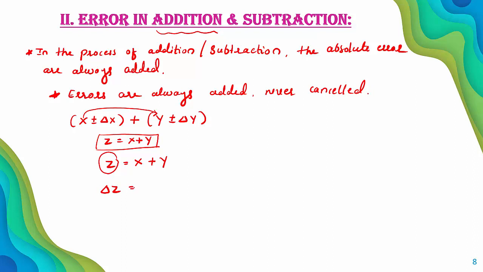How to find error in the resultant physical quantity? Delta Z equal to, we can take plus or minus. This is the error that may be increased or decreased, plus or minus. So error in X is delta X. Errors are always added. So plus delta Y. So this is the resultant physical quantity which is having maximum absolute error.